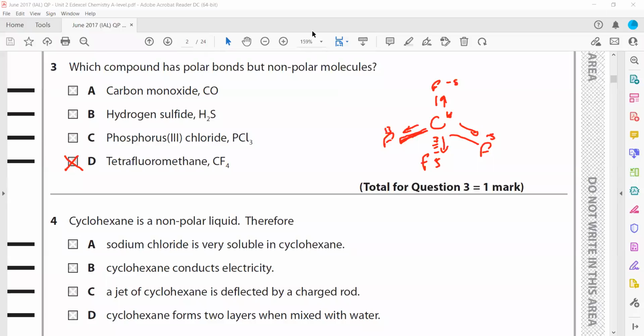Another question: cyclohexane is a non-polar liquid. Therefore, if it is a non-polar liquid, what is the tendency of a non-polar liquid? They are not affected by the electric field. And the idea is that like dissolves like.